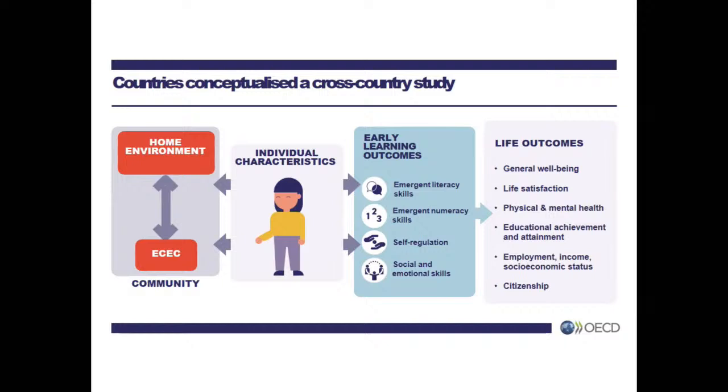We also look at children's home environment. We know that at 5 years of age, the home is the most influential factor, and many countries actually have in place policies and programs to support families, to support parents, to provide the best home learning environment that they can for their children. But we also look at children's participation in early childhood education and care, and the nature, the intensity, and so on of that participation.